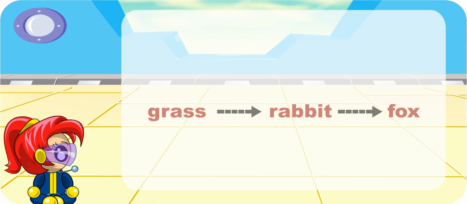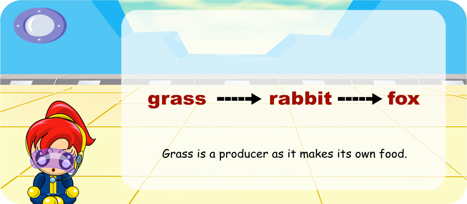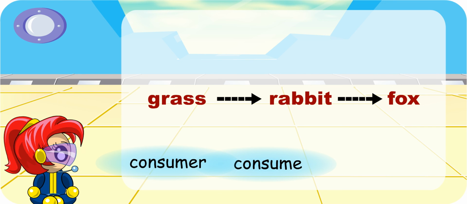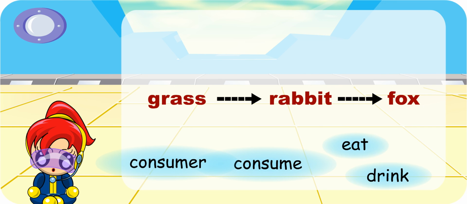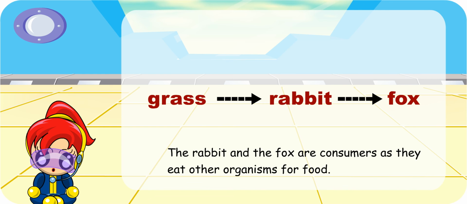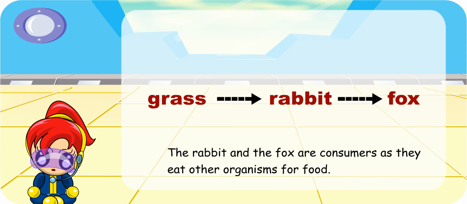In this food chain, there is a producer and two consumers. Try to identify them. Grass produces its own food, so it is known as a producer. Very clever. The word consumer comes from the word consume. Consume means to eat or drink. Thus, I decided that the rabbit and the fox are consumers, as the rabbit eats the grass while the fox eats the rabbit.